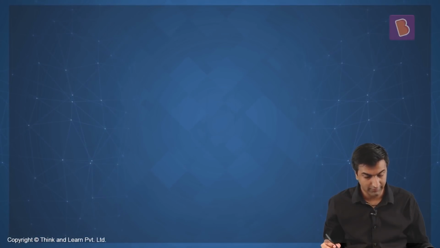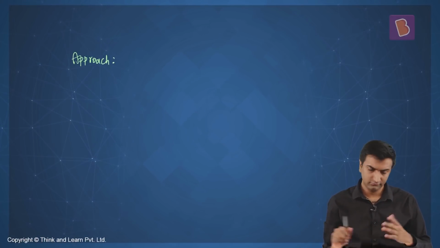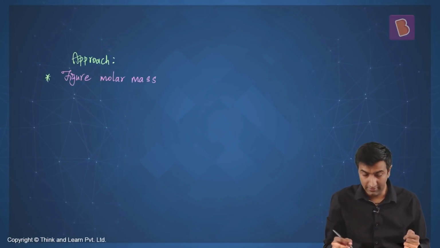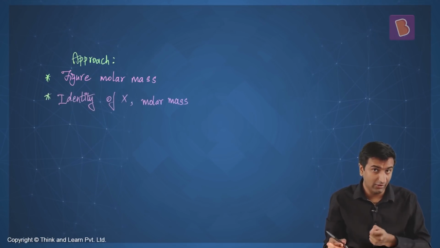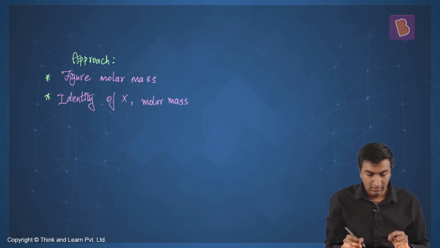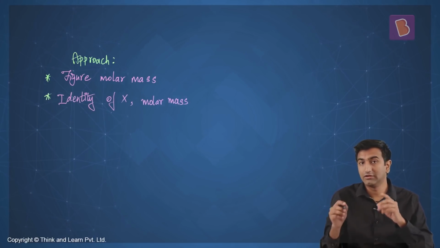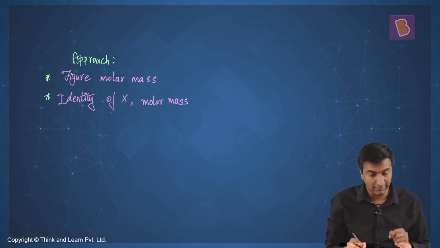Okay, let's look at the approach first. All right, let's get started. So what's your approach going to be? Firstly, figure out the molar mass. Okay, once you have the molar mass, then you can get the identity of X. How's that? We'll see. It's quite doable. We can use the electronic configuration given to us in the question as well as the molar mass. All right, these 2 things will help us tremendously.